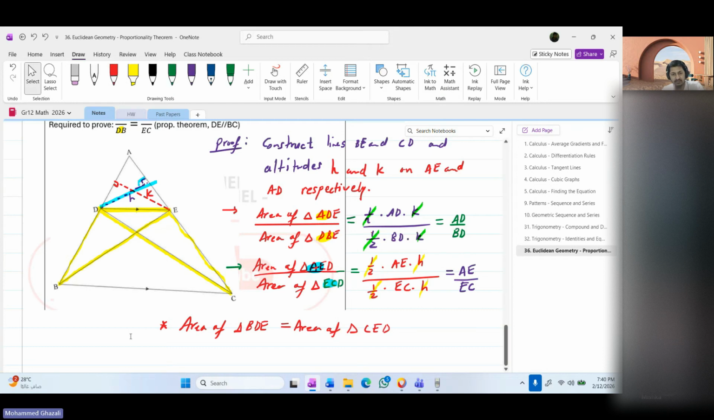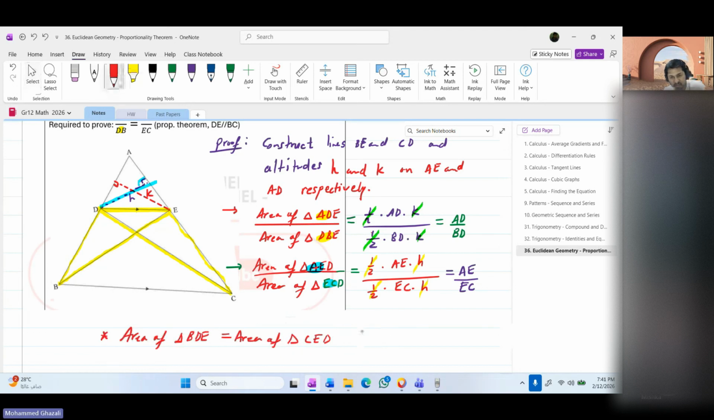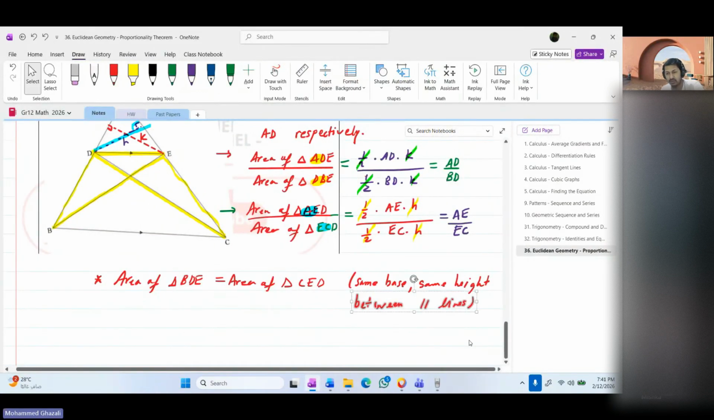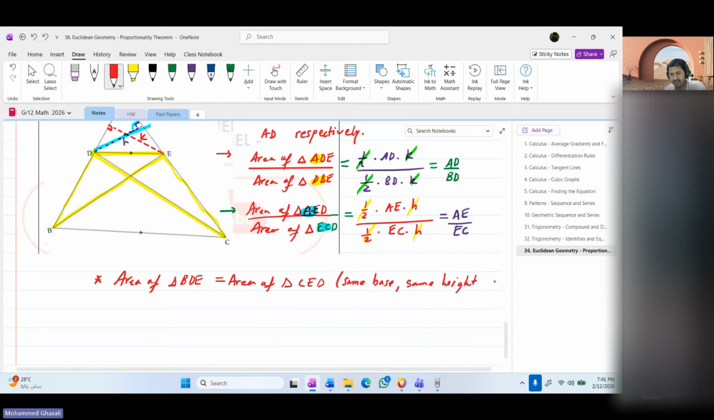And what's the reason for this? Why are we saying that these two areas are equal? We are saying these two areas are equal because same base, same height. You can write same base, same height between parallel lines. You don't have to write between parallel lines. Just same base, same height should suffice, because one of the conditions for same base, same height is that it has to be between parallel lines. So that's it. Same base, same height.